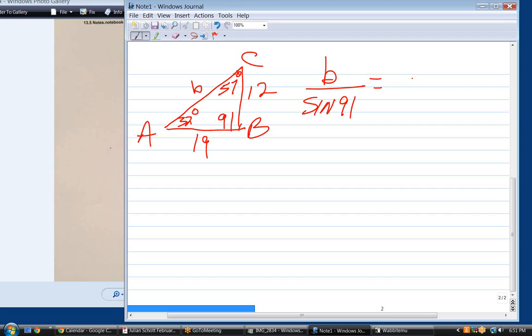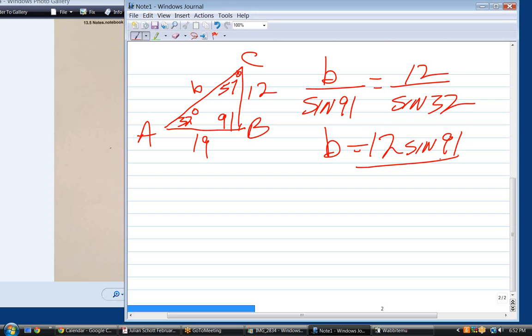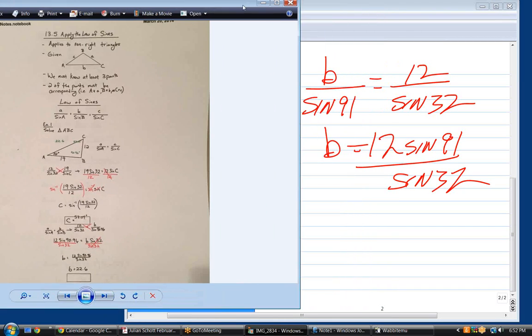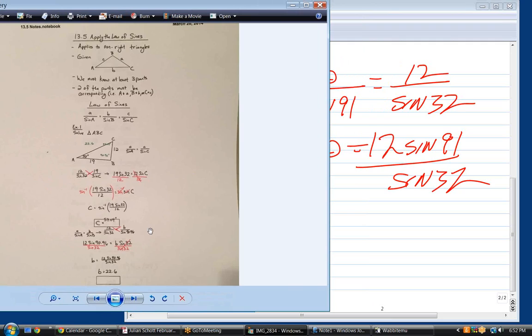What's it called? The other side, which is 12 over the sine of 32. That's what I would do, merely because 12 is a smaller number than 19. So I always use the smallest numbers I can use. So now b becomes 12 times the sine of 91 divided by the sine of 32, and that number is? I got 22.64, which is side b.